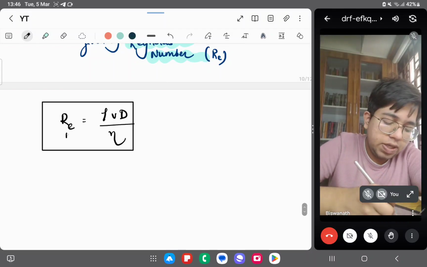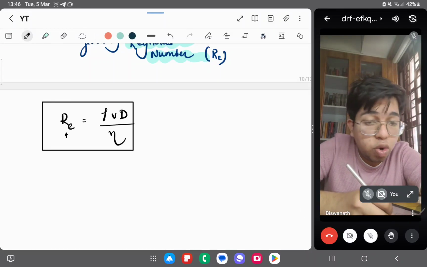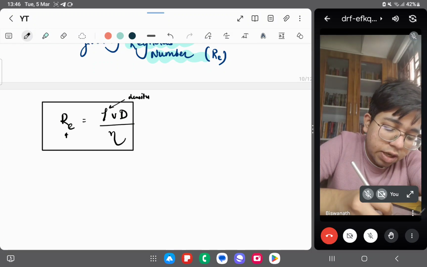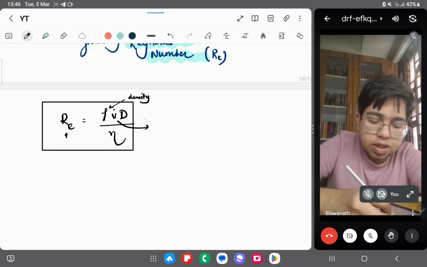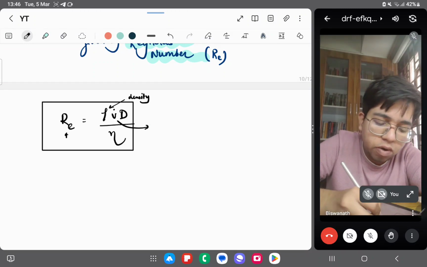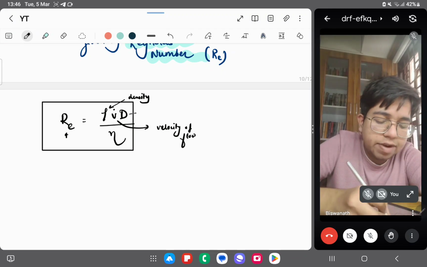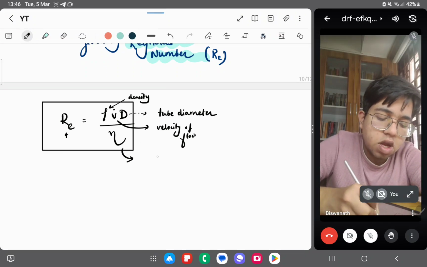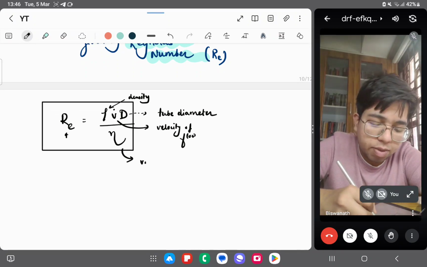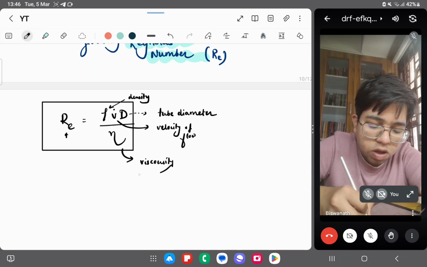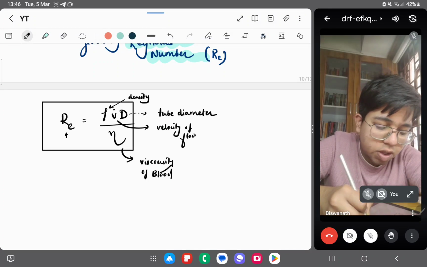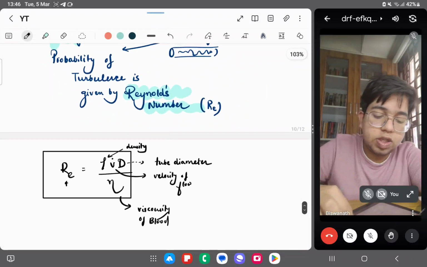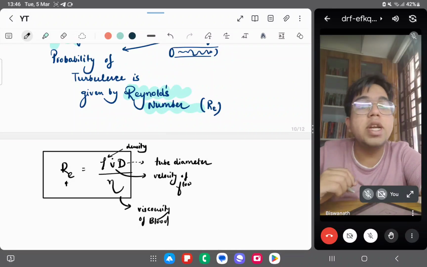And if you want to know this, what is rho? Rho, you know, is density. But the V here, I put a dot, because it is the average velocity of flow. It is the flow velocity, so it must be the average velocity. And this D is the diameter of the tube or your blood vessel diameter. You know very well about nu. Nu is the viscosity of blood. So this is the Reynolds number. This is the formula for calculating the Reynolds number.